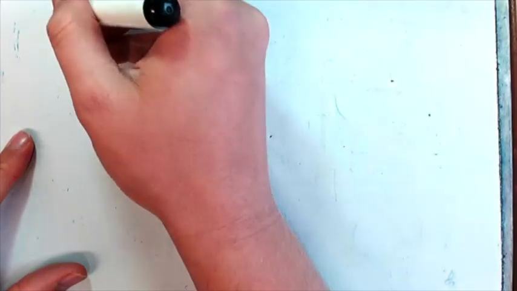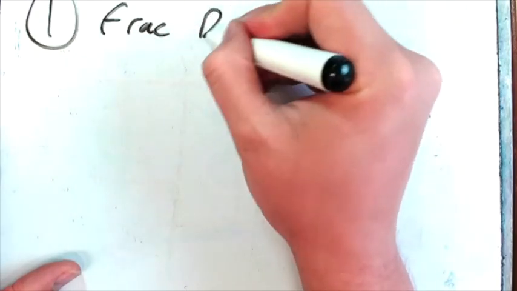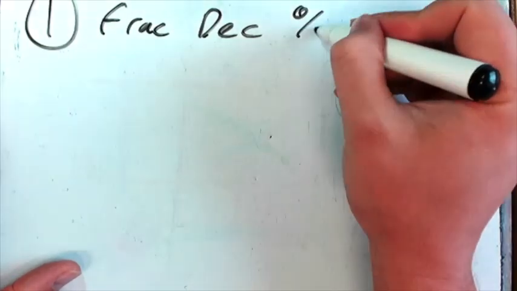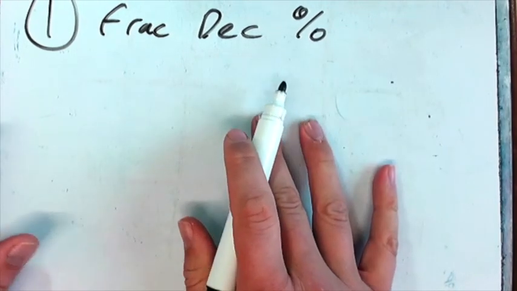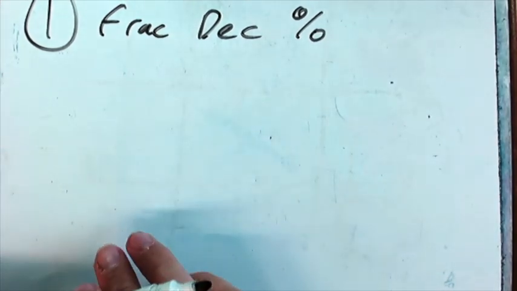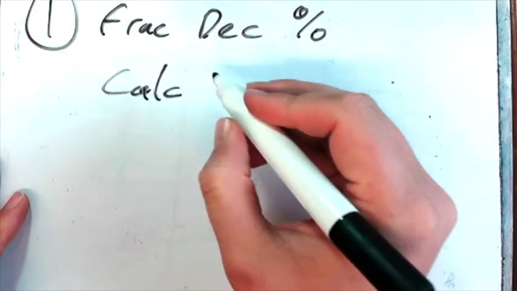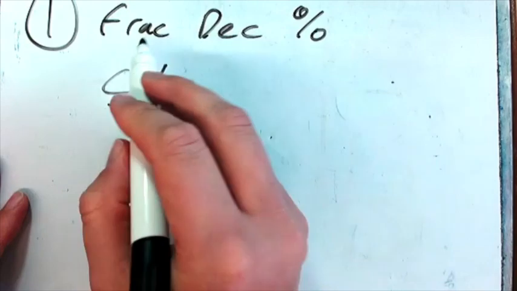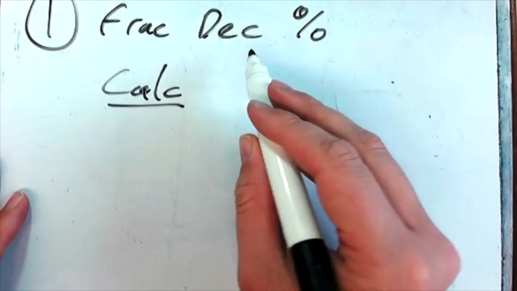So, for question 1. Question 1 has to do with fractions, decimals, and percentages. So let's talk about how to deal with these. When you actually have to deal with these and put them into your calculator, that's essentially what this question is about. Using your calculator and making sure that you can put these all into the same language. What do I mean by that?